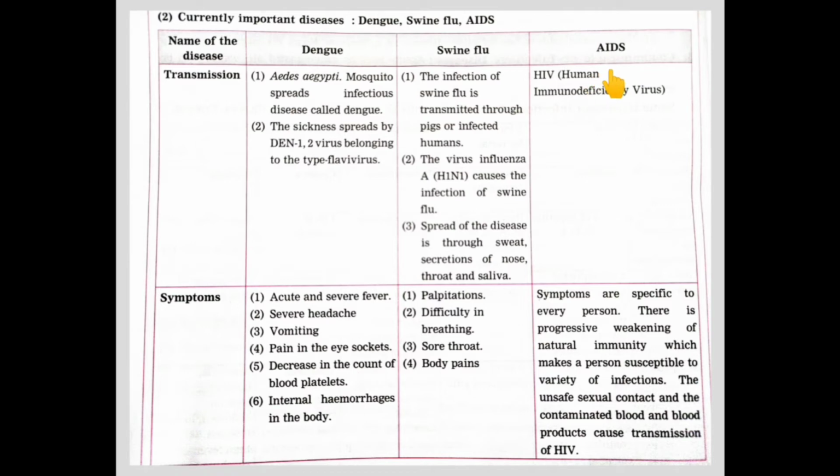Then let's learn about AIDS, HIV, human immunodeficiency virus. The mode of transmission in case of AIDS is HIV. Now what are the symptoms in case of AIDS? Symptoms are specific to every person. There is progressive weakening of the natural immunity which makes a person susceptible to a variety of infections. Unsafe sexual contact and contaminated blood and blood products cause transmission of HIV.